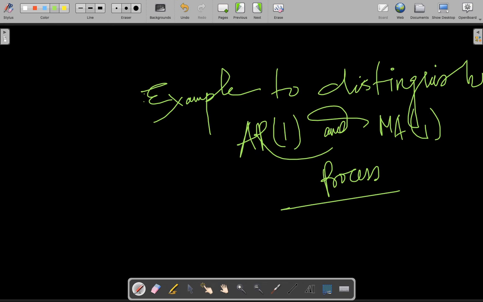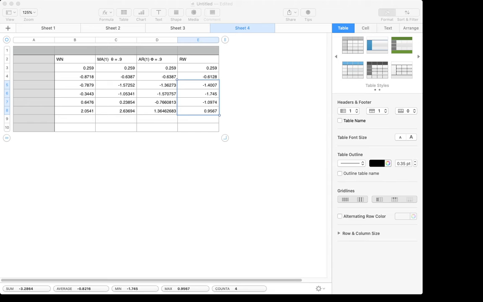Now, in the previous lecture, we spoke about the AR1 process and MA1 process with an example. We simply created a white noise, and from that white noise, we built our AR1 process and our MA1 process. Now, when we see the numbers, how do we interpret the numbers? That's the question. So let me again go back to the MA1 and AR1 process that we created from the white noise. Okay, so these are the numbers we got.